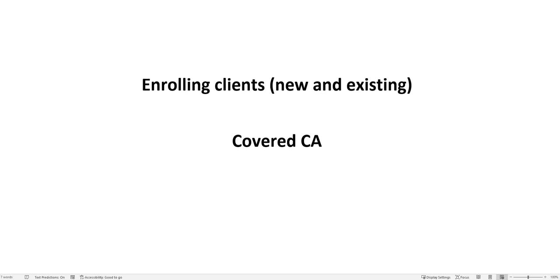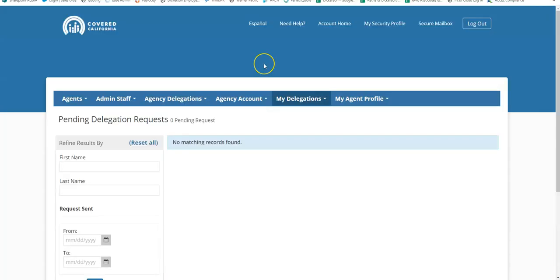Okay, so let's get into the first scenario. Let's say you have a client that has never enrolled on Covered California before, and we're going to go into two different variations of how you can get somebody enrolled on a plan. So this is after you've already sent a proposal to a client and they've decided they want to enroll for coverage. First thing, go ahead and open up your broker portal with Covered California.